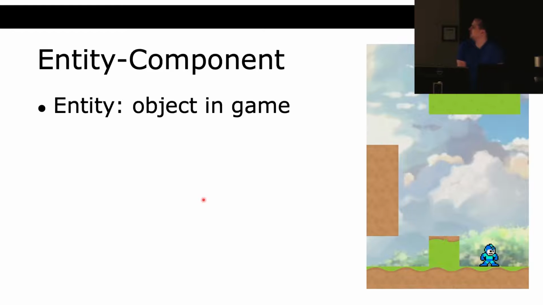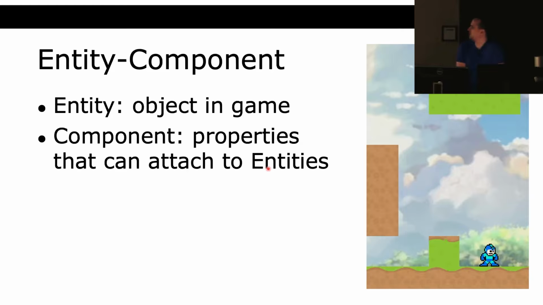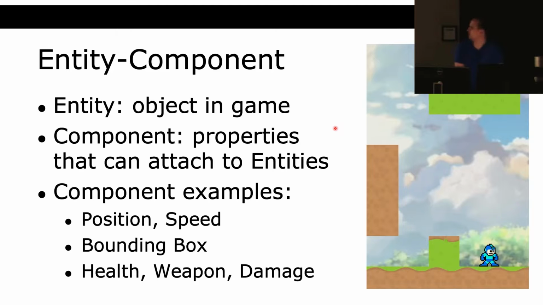In the entity component architecture, you would have an entity as any object in the game, and then you would just have these component properties that you can attach to entities or detach from entities whenever you want. So for example, some of the components you could have might be a position, a speed, a bounding box for collisions, health, weapon, damage, etc. If you write up a game design document, anything that you say an entity can do will probably have some sort of component that is related to that thing.